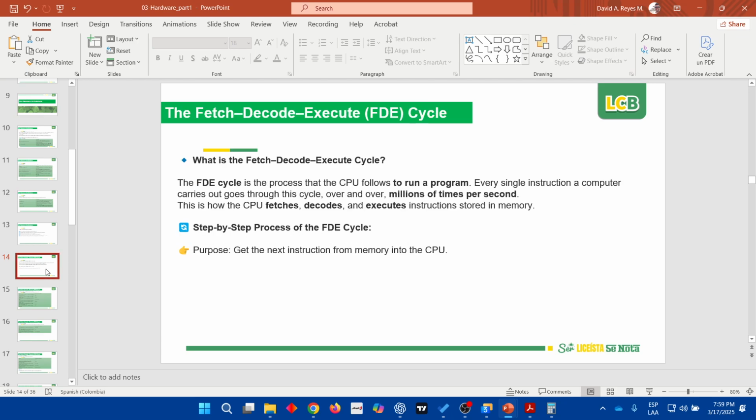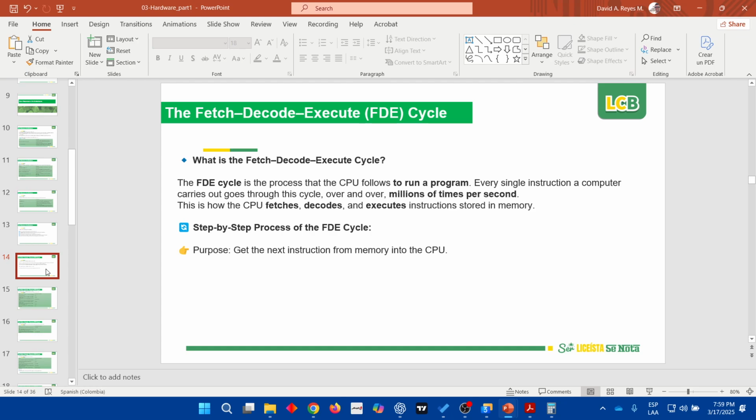Okie dokie, we just arrived at the half of the presentation. So what is the fetch, decode, execute cycle? The FDE cycle is the process that the CPU follows to run a program. Every single instruction a computer carries out goes through this cycle over and over, millions of times per second. So this is how the computer fetches the information, decodes the information, and executes the instructions stored in memory. Okay. Step by step process.